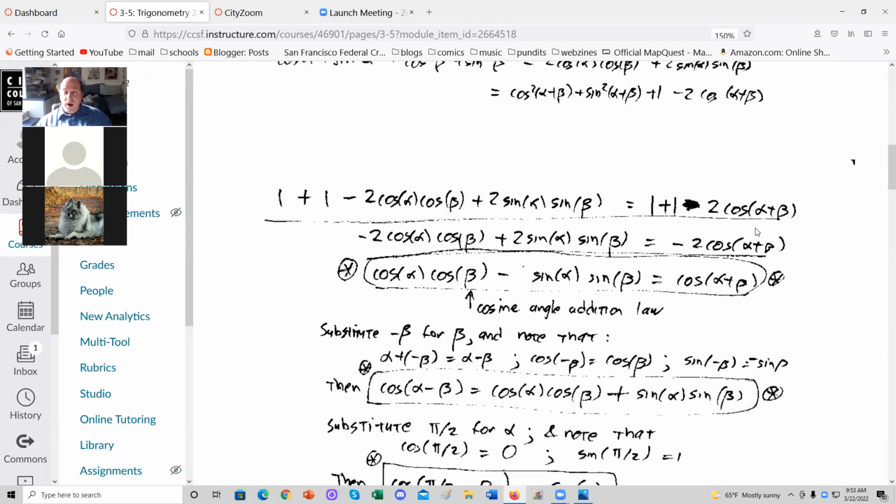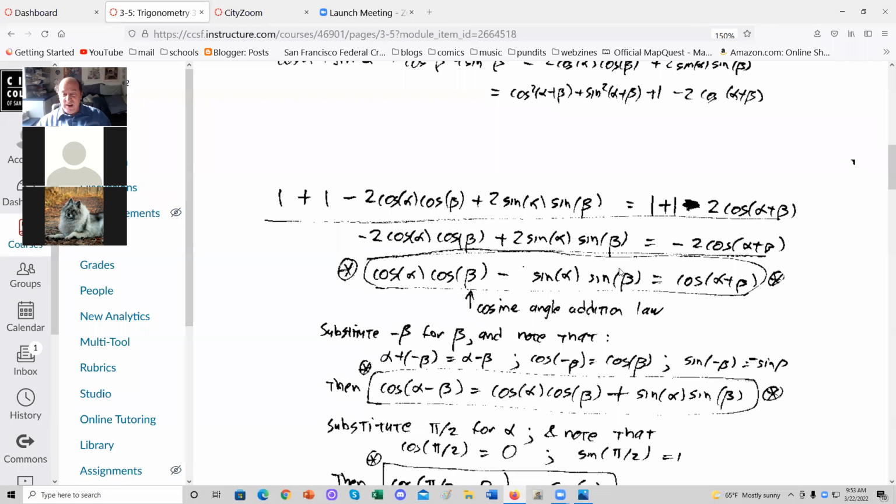Okay, now we're nearly done. We divide both sides by -2. And we get the cosine of alpha plus beta equals cos alpha cos beta minus sine alpha sine beta. So cosine of a sum is cosine cosine minus sine sine. That's the cosine angle addition law.